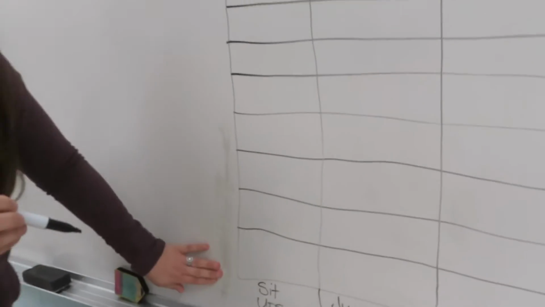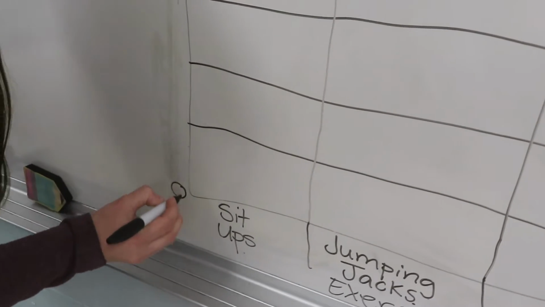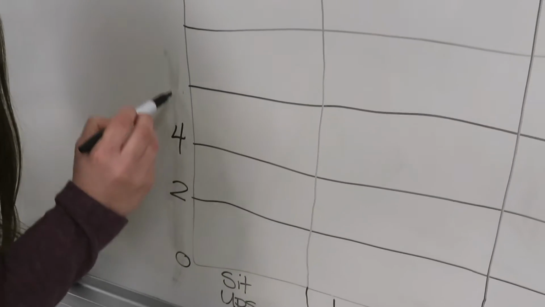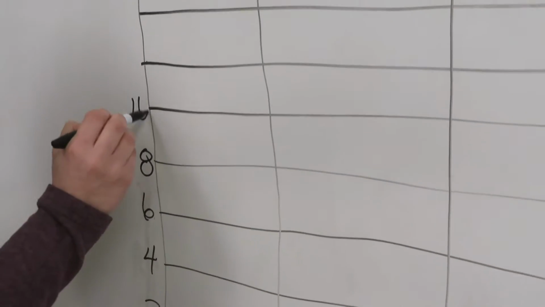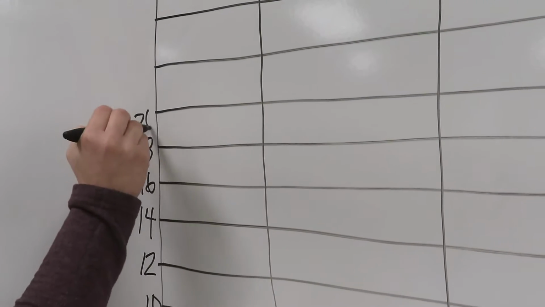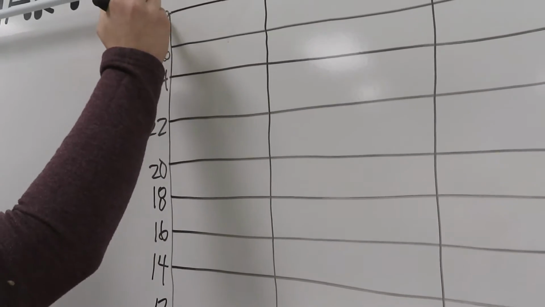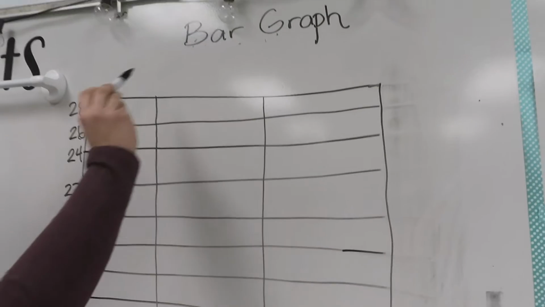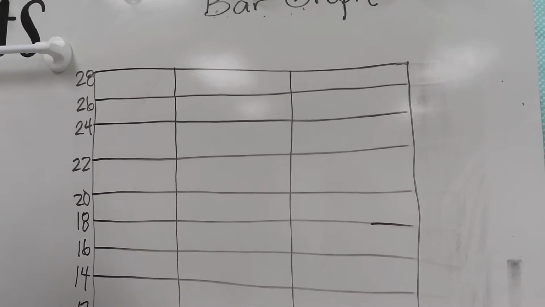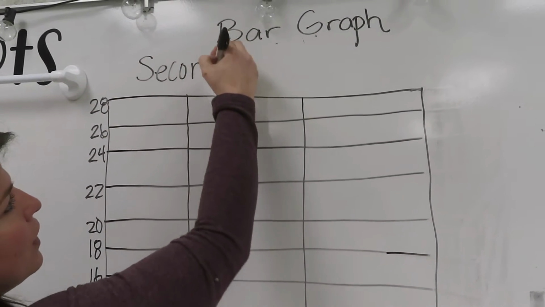And then on the side, we're going to fill in our scale. So your scale should start at the very bottom. You start with 0. This time our scale, we're going to count by 2s. So we've got 0, 2, 4, 6, 8, 10, 12, 14, 16, 18, 20, 22, 24, 26, and 28. And then, so this is our bar graph. Obviously your bar graph needs a title. Since we are doing exercises, we are going to title ours, 2nd grade workout.